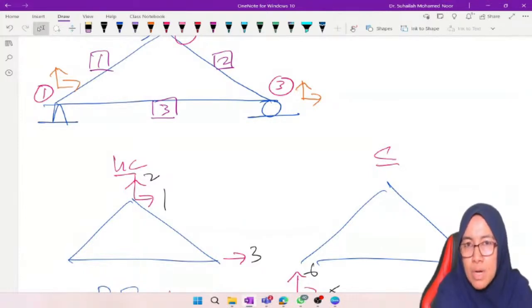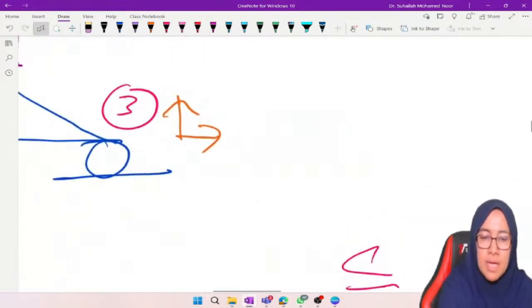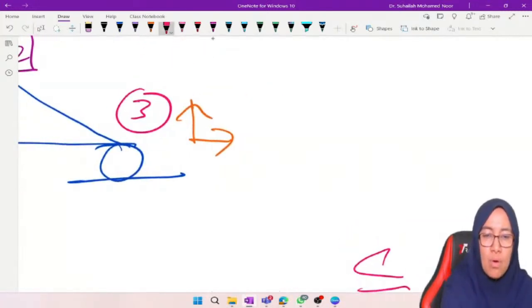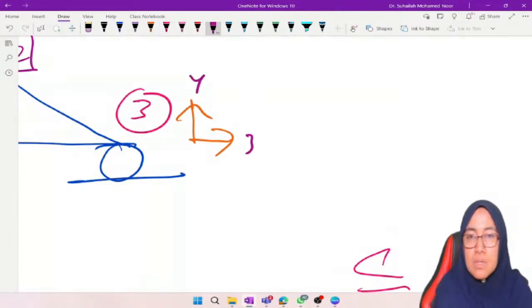There is no horizontal force at node 3. Just look into this. This is 3 and 4.